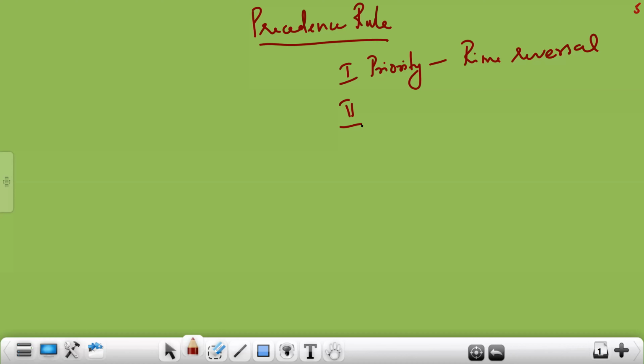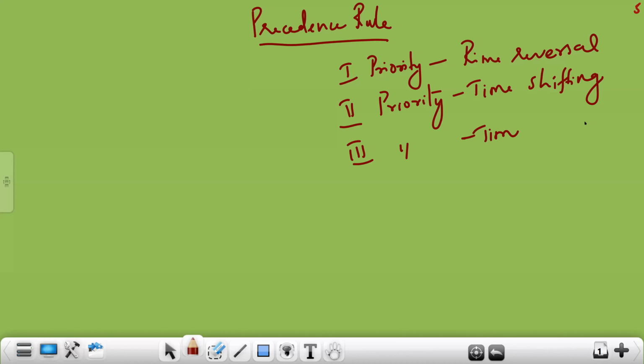Okay. So after time reversal, the next operation that you will perform is time shifting. The second priority is given to time shifting. First you will perform time reversal, then time shifting, and thirdly time scaling. And finally you have the amplitude scaling. So in this order you need to do.